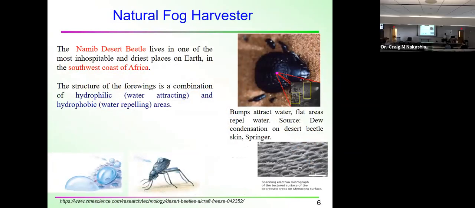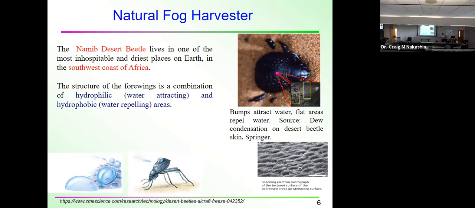Okay, now let's look at some natural fog harvesters. In nature, there are some animals and some plants that harvest drinking water from the atmosphere. Do you know any animal that harvests water from the atmosphere? For example, this one is a Namib desert beetle. This beetle lives in one of the driest places on this globe, the southwest coast of Africa. It collects its drinking water directly from the atmosphere. The Namib desert is very dry, but it has foggy periods.